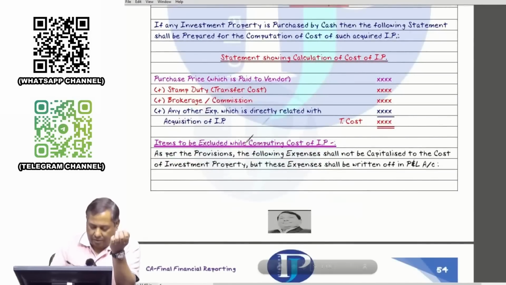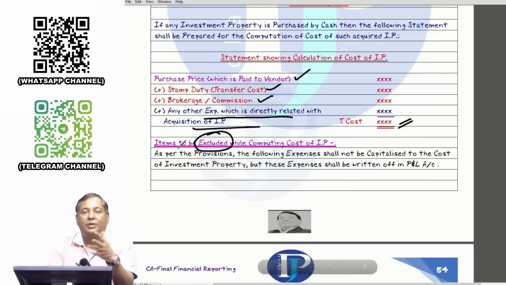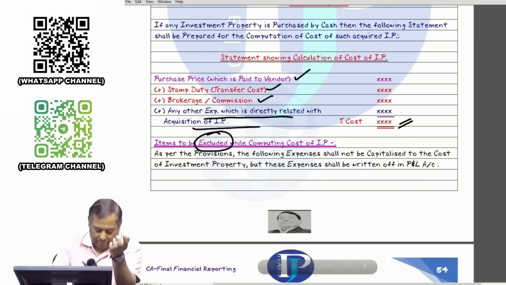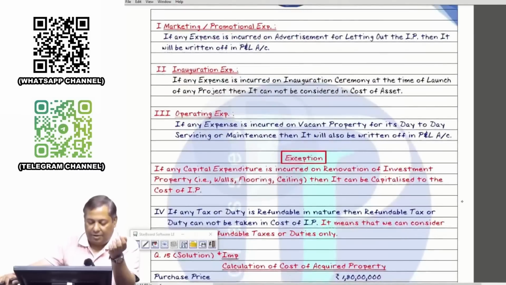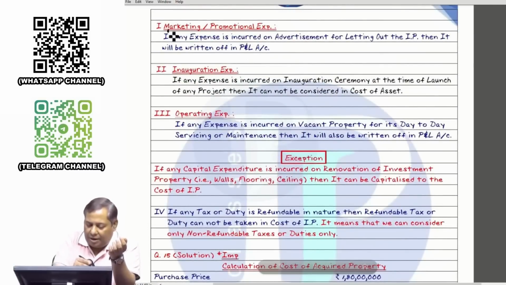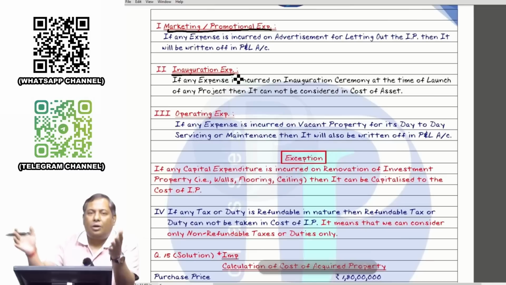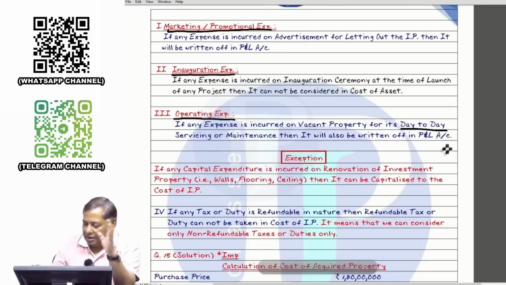the purchase price is there along with stamp duty, brokerage. Any such expense which is related to acquisition will be included in cost, and I had told you which costs to exclude. What's not included in cost? Look what was taught to you. There will be no marketing or promotional expenses. Any ceremonies that you do for fame will be P&L. It will become a topic of discussion. Operating expenses for day to day, everything goes to P&L, but there was an exception.